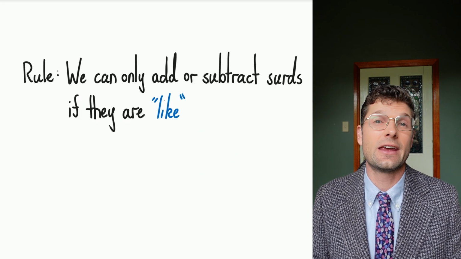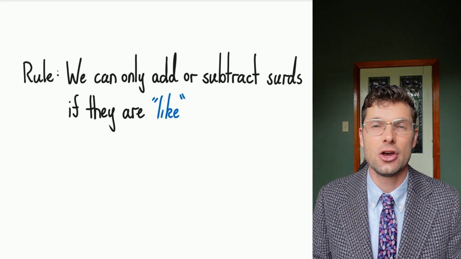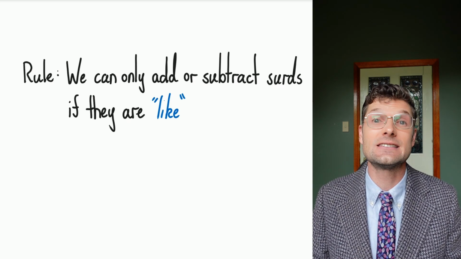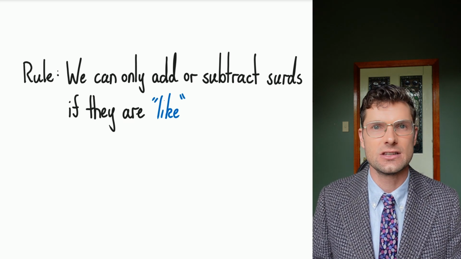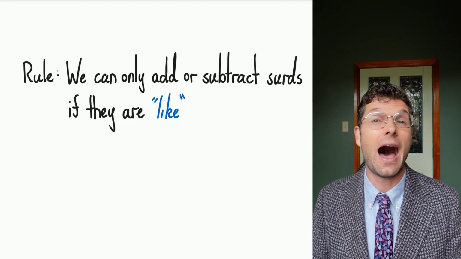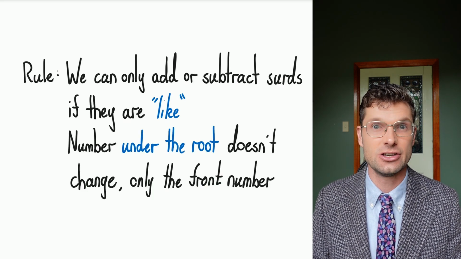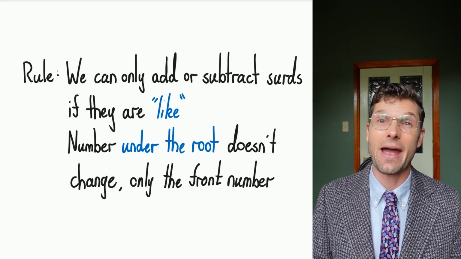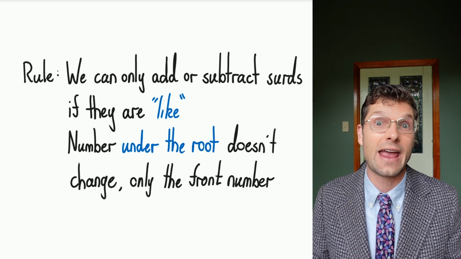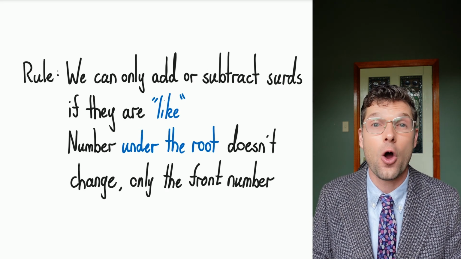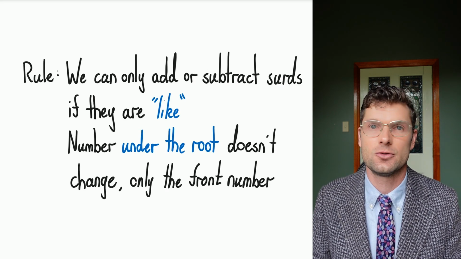So the rule is we can only add or subtract surds if they are like, or they're the same number under the square root sign. Just remembering that the number under the square root does not change, it stays the same, but the number out the front, how many of those things we have, will change. That's the only thing we're going to change when we add and subtract these surds.